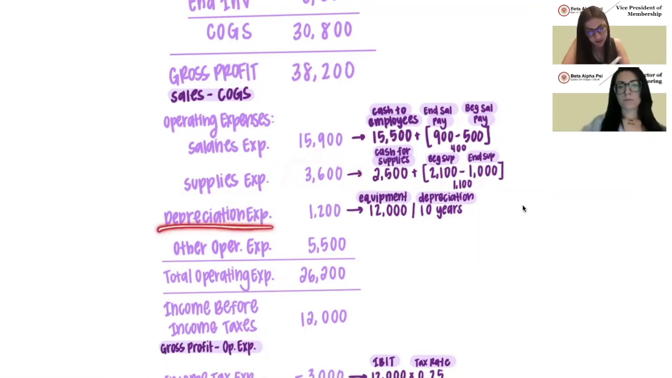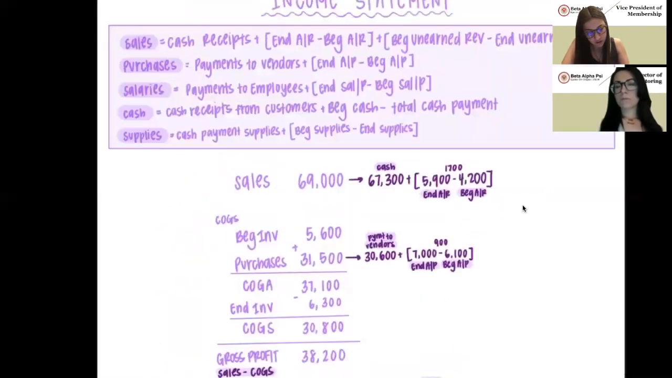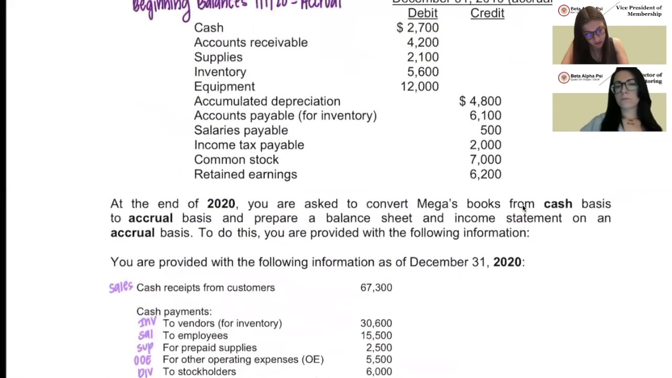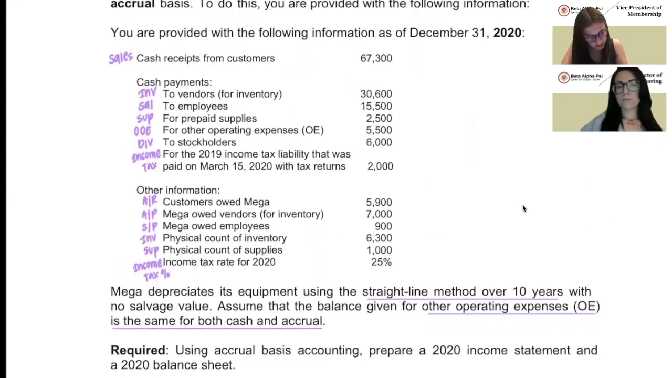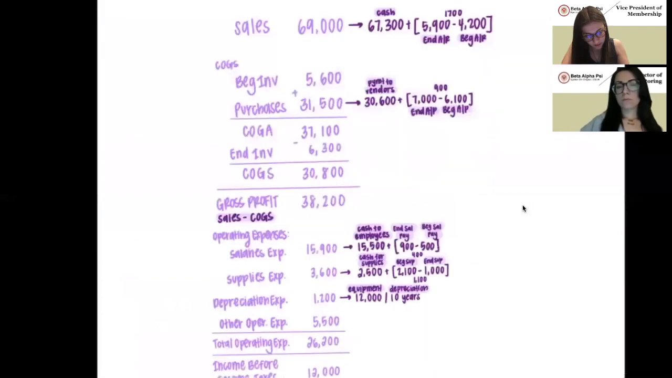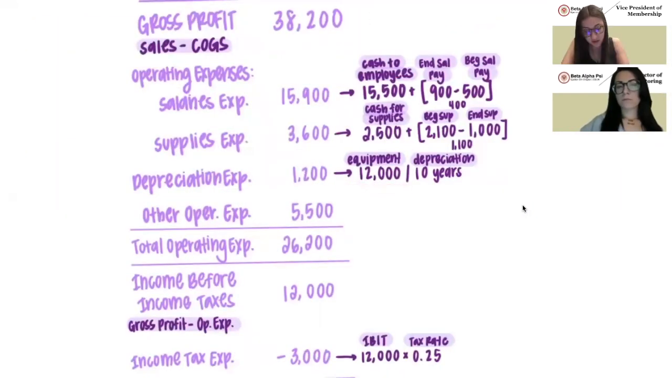So now we have our depreciation expense. We first need to find our equipment, and then they gave us some information about depreciation. So our equipment is worth $12,000. And they tell us here that they depreciate their equipment using a straight line method over 10 years with no salvage value. So we can take the value of that equipment, the 12,000, divided by 10 years, and we know that our depreciation expense is going to be $1,200 for the year.